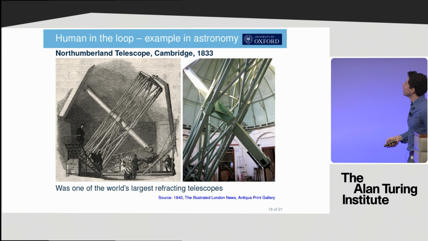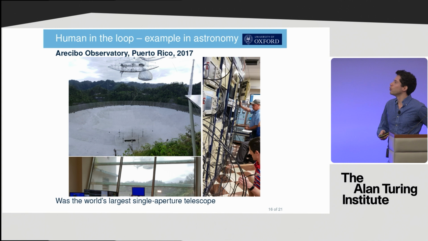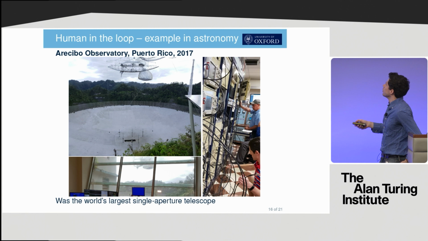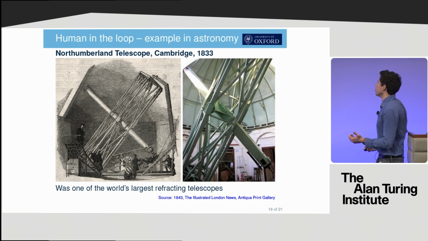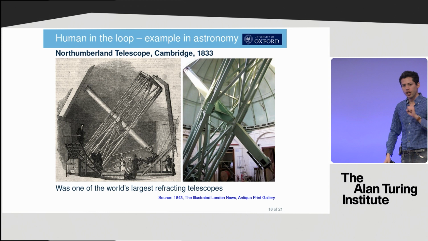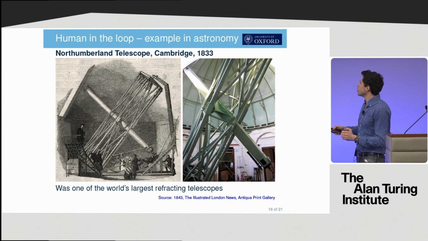Over here, we have a picture of the Arecibo Observatory in Puerto Rico, just before the dish collapsed, actually, when I visited them in 2017. In the past, in the field of astronomy, an astronomer would literally sit under the telescope, make an observation, find a new source, find a new galaxy, and then get a paper published in the Royal Society of Astronomy saying, I found this new planet or whatever.